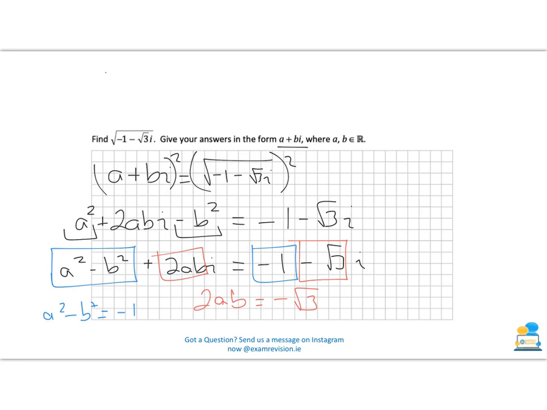Now at this stage we just have to solve these simultaneously, because we can see very clearly that we've got two unknowns with two equations. What I would probably recommend is you go to the imaginary one, so 2ab equals minus root 3, and get one of the letters by itself. So let's say we get a by itself, so that's going to give you a equals minus root 3 all over 2b, and then you'll substitute that in over here. I'm not going to do all that out now, but you'll end up with b squared equals root 3 over 2.